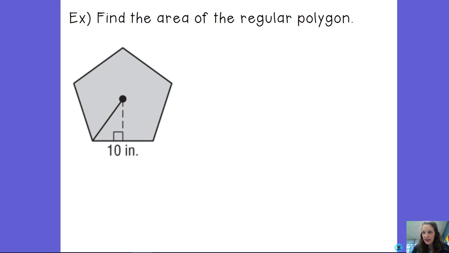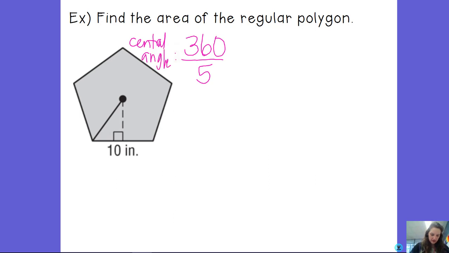Alright, find the area of this regular polygon. We know our side length is 10, but we do not know our apothem. So I'm going to have to first find the central angle. The central angle is going to be 360 divided by 5. This is my central angle. 360 divided by 5, because it's a pentagon and has 5 sides, is 72. Then I'm going to take that 72 and divide it by 2, which is 36. I'm going to make this little angle 36 up here.